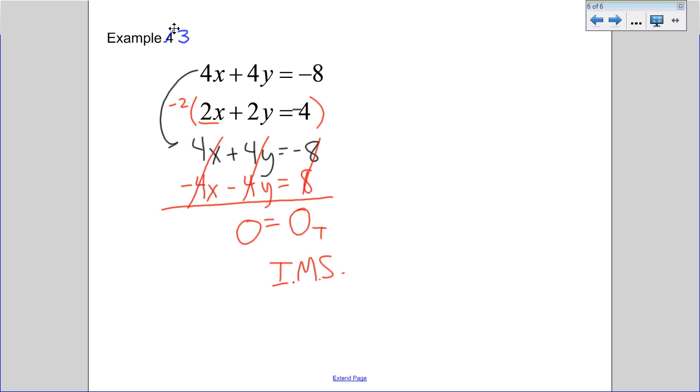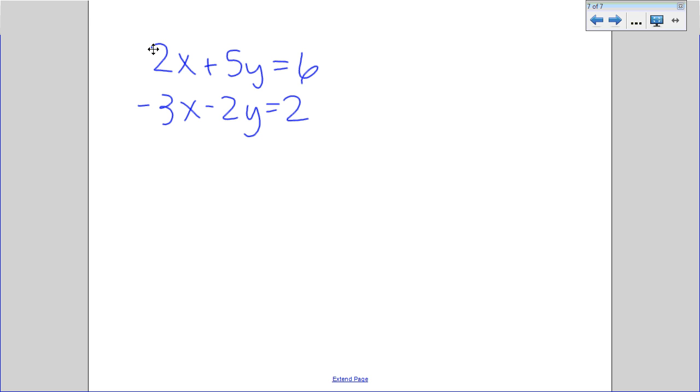All right, ladies and gentlemen, I need to put example 4 up there for you. So let's take a look at this. 2x plus 5y is equal to 6, and negative 3x minus 2y equals 2. Can I turn 2 into a 3? No. Can I turn 2 into a 5? No. So what that means is I have to change both of them.